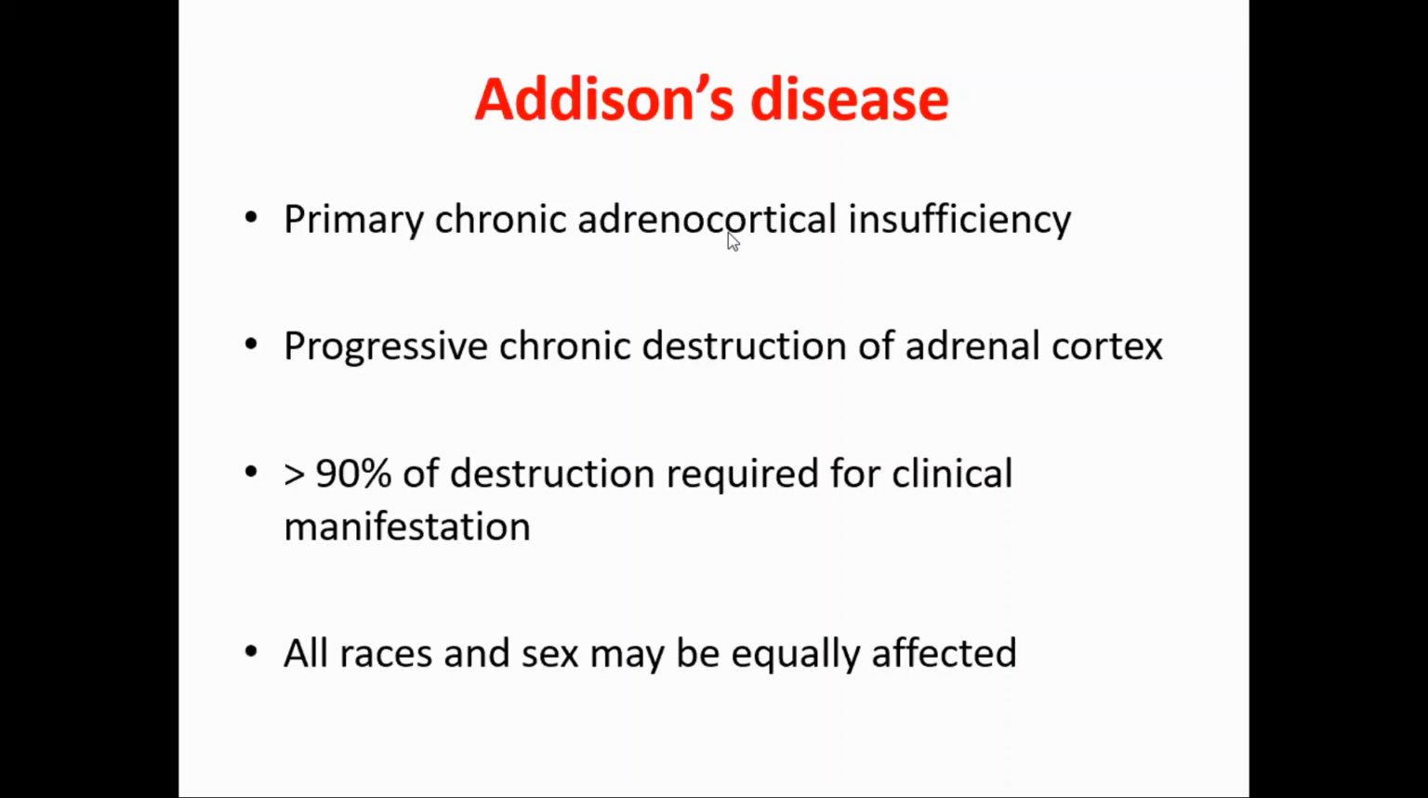There is a destruction of the adrenal cortex progressively. It does not happen at once; gradually, ultimately all the adrenal cortex gets destroyed. And in case of Addison's disease, more than 90% of the adrenal cortex destruction should be seen for the manifestation of clinical features. And any sex and race are equally affected.